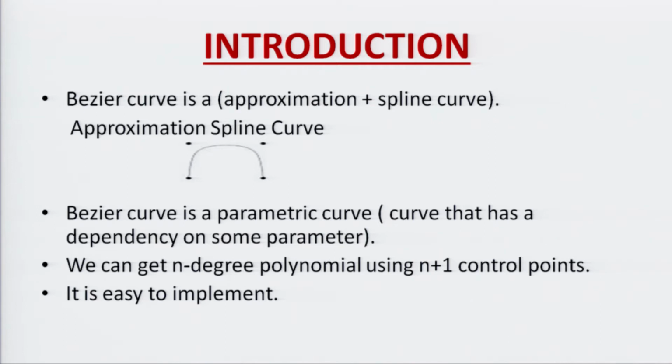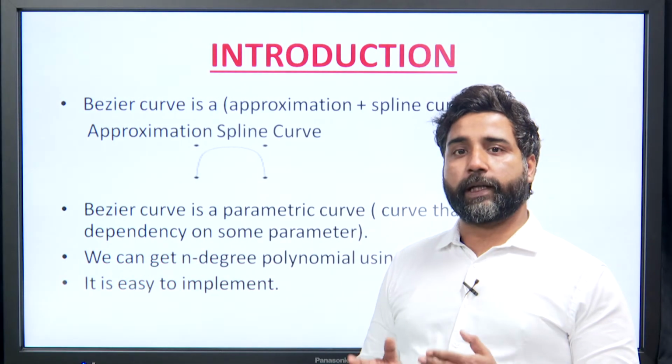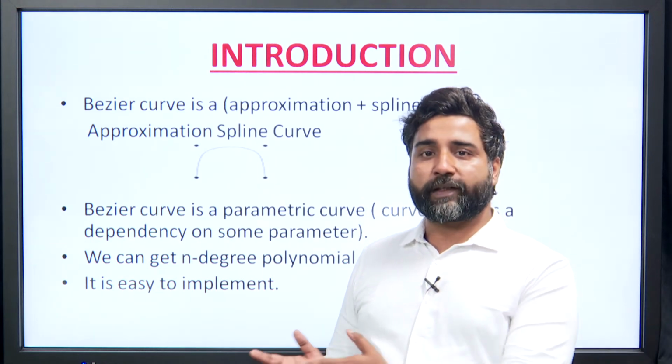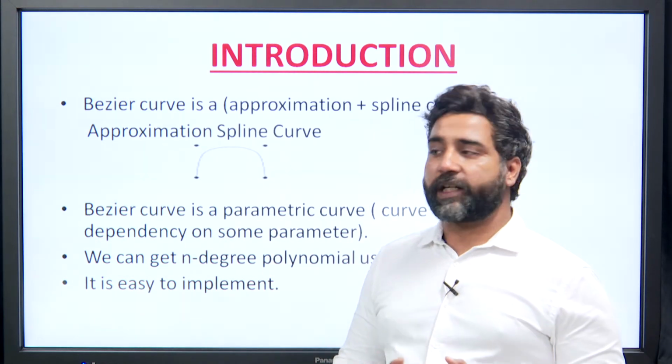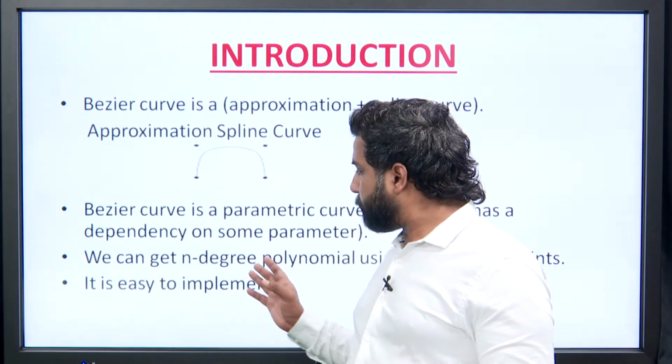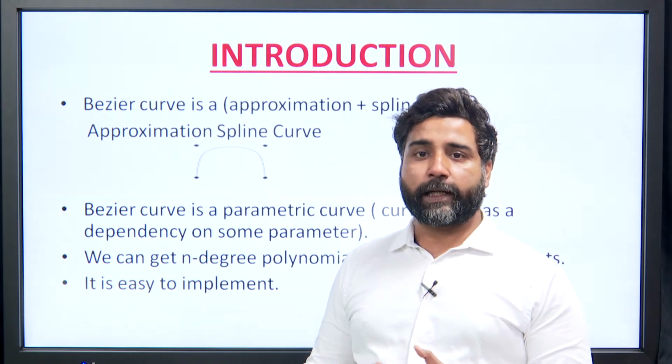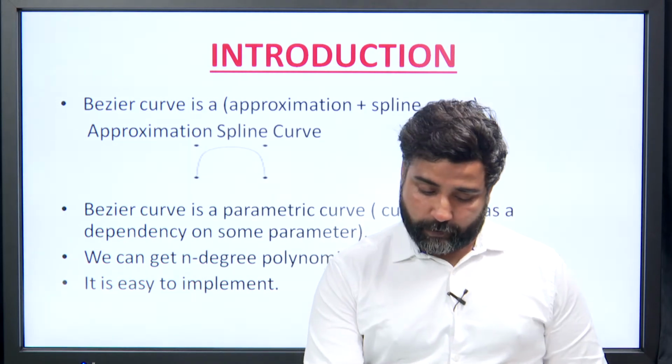We can get an n degree polynomial using n plus 1 control points. Here it means if we have, as we see in the figure, 4 control points, the degree of this curve is 3. So if we have n plus 1 control points, then the degree of that curve is n, and if the control points are n, then the degree of that curve is n minus 1. It is very easy to implement because it follows a recursive procedure approach.